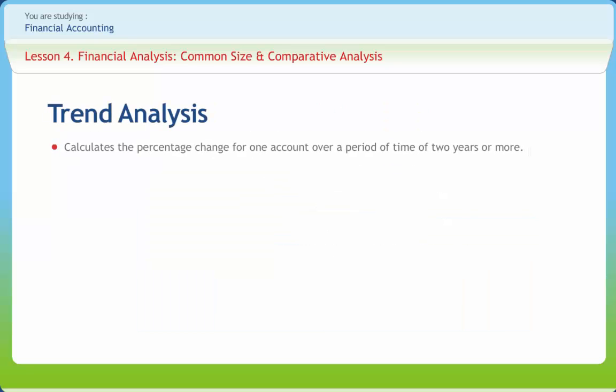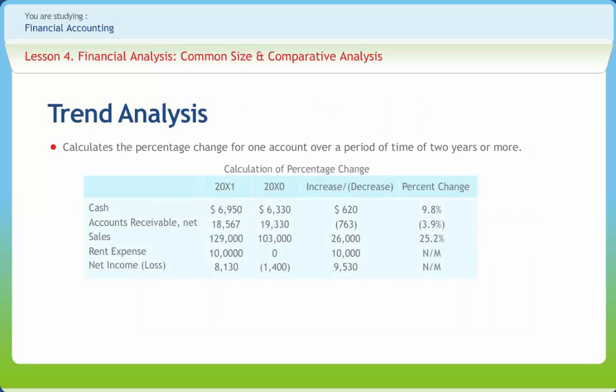Now let us look at the trend analysis. As already discussed, it calculates the percentage change for one account over a period of two years or more. To calculate the percentage change between two periods, first, calculate the amount of increase or decrease for the period by subtracting the earlier year from the later year. If the difference is negative, the change is a decrease, and if the difference is positive, it is an increase. Then divide the change by the earlier year's balance. The result is the percentage change. A similar trend analysis is depicted on the screen.